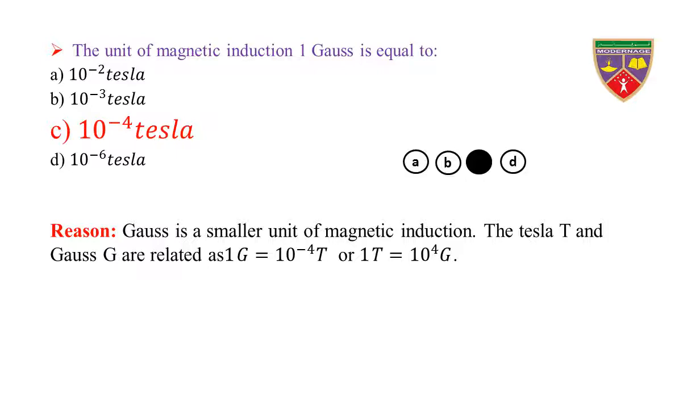Tesla (T) and Gauss (G) are related as 1 G is equal to 10 power minus 4 Tesla, or 1 Tesla is equal to 10 power 4 G, where G is the Gauss. Hence, the magnetic induction 1 Gauss is equal to 10 power minus 4 Tesla.